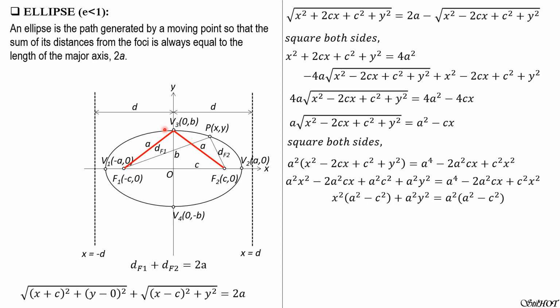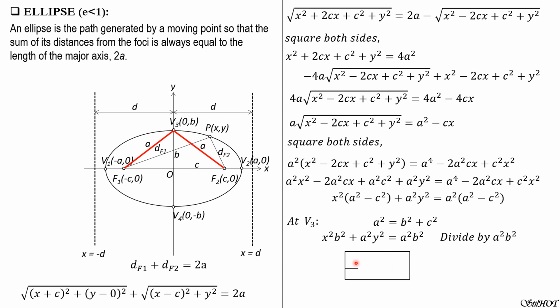And since at V3, we have these relations that a squared equals b squared plus c squared. So therefore, a squared minus c squared is b squared. We replace this by b squared. So x squared b squared equals a squared y squared plus a squared b squared. Dividing everything by a squared b squared, we have x squared over a squared plus y squared over b squared equals 1.